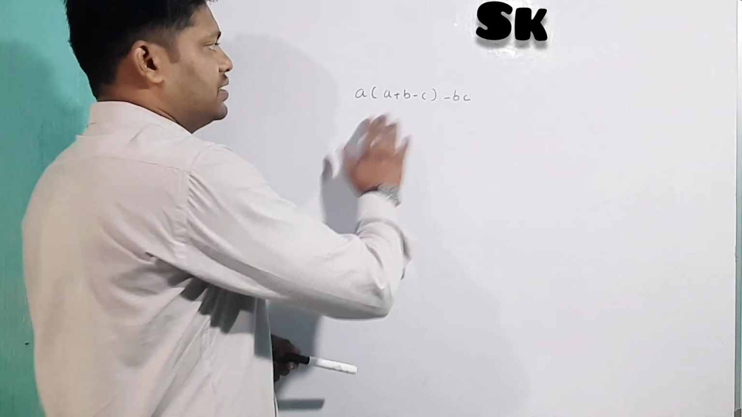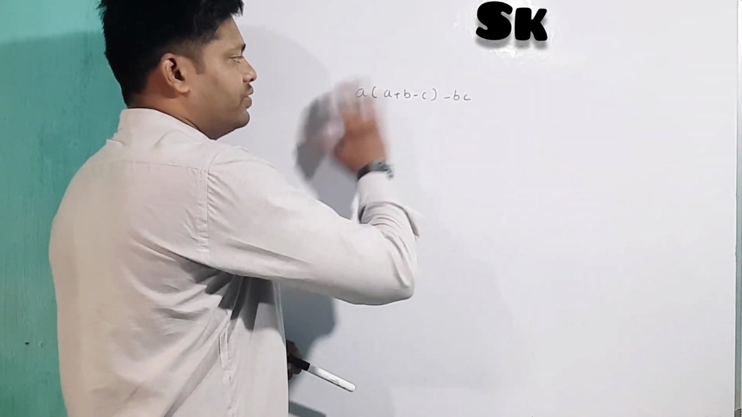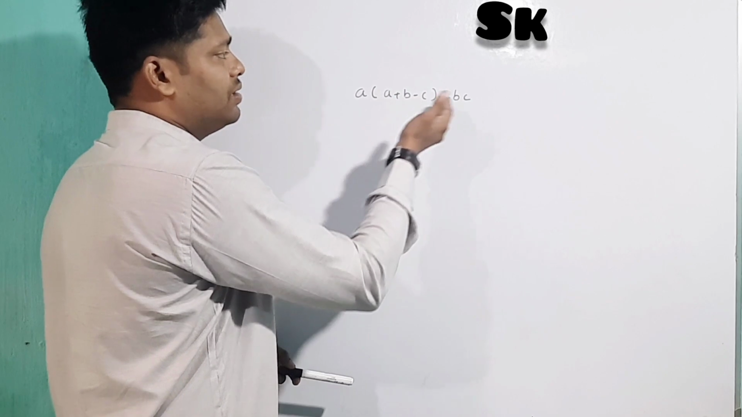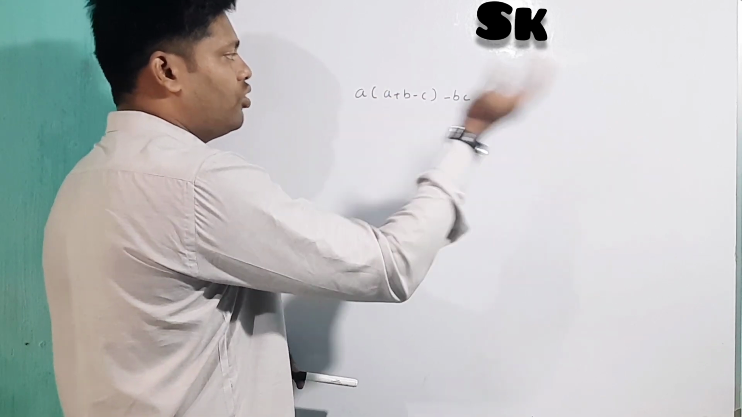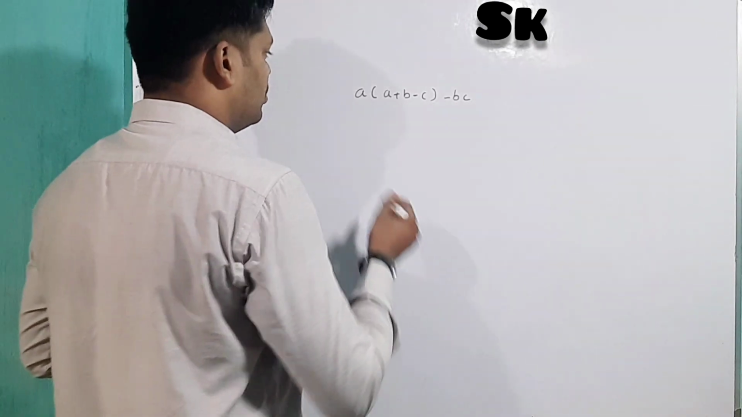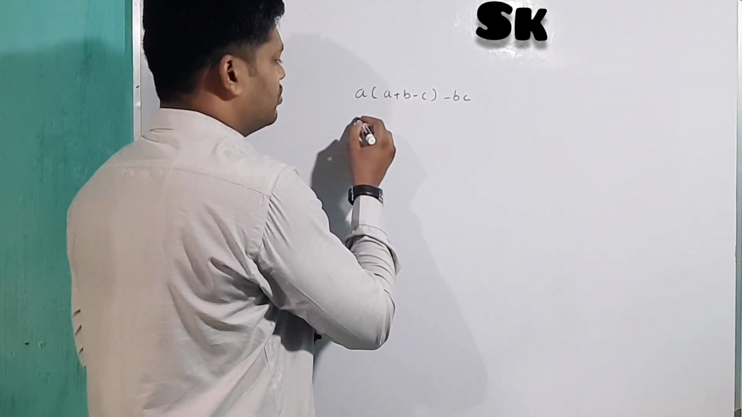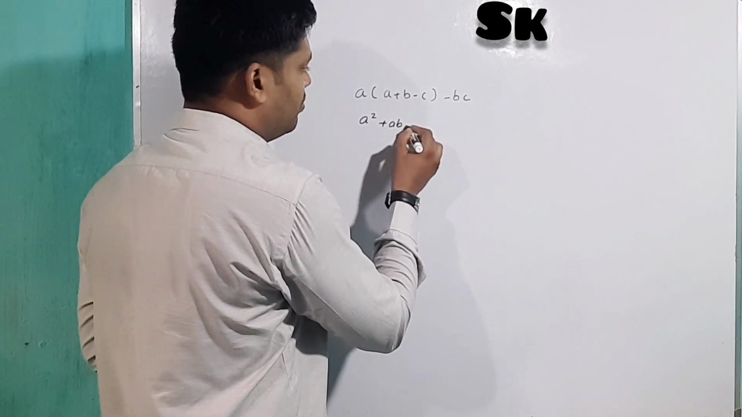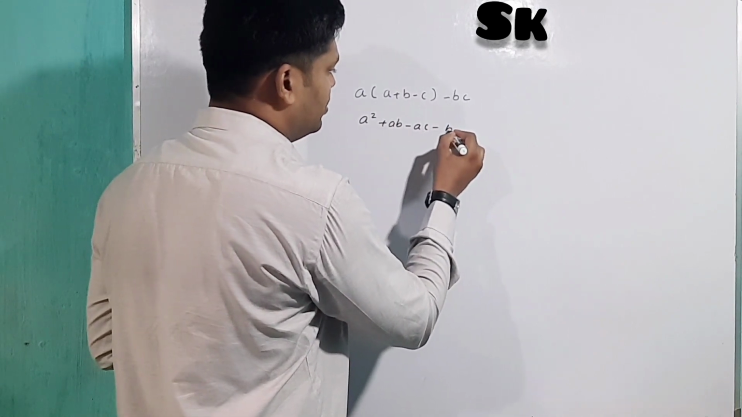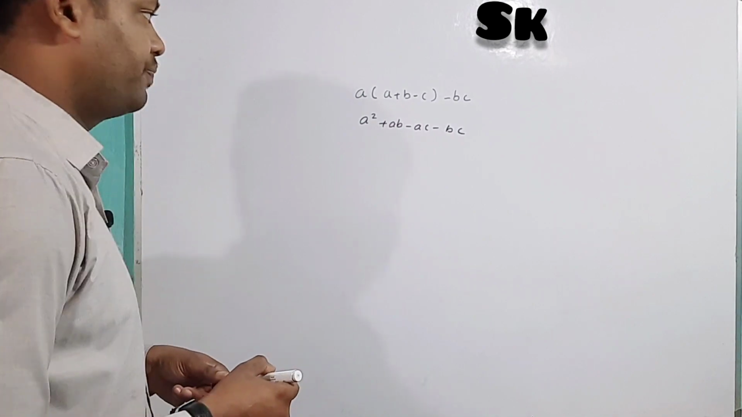But if it doesn't have any common, b is there, but it is inside the bracket, it's outside, it doesn't have the bracket, so how can it be common? Okay, so now whenever nothing is possible, you just open the brackets, multiply them: ab minus ac minus bc, done. Okay, so 4 terms are there.